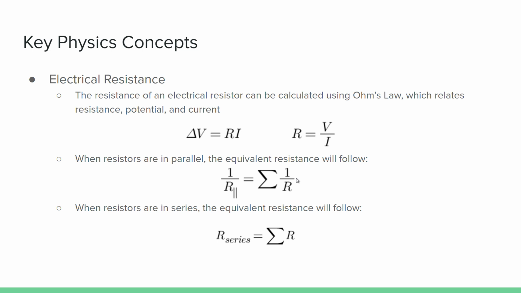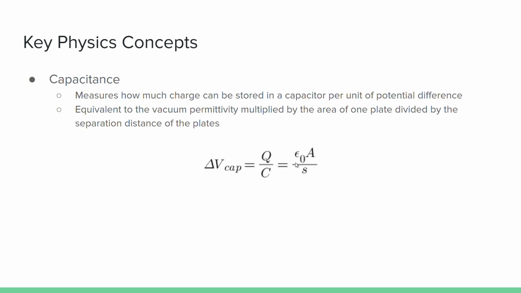Electrical resistance is a concept such that the resistance of an electrical resistor can be calculated using Ohm's law, which relates resistance, potential, and current, where V equals Ri. V is the potential, R is the resistance, and I is the current. When resistors are in parallel, the equivalent resistance follows the rule that 1 over R parallel is equal to the sum of 1 over all of the other resistances. When the resistors are in series, the series resistance is equivalent to the sum of all resistances.